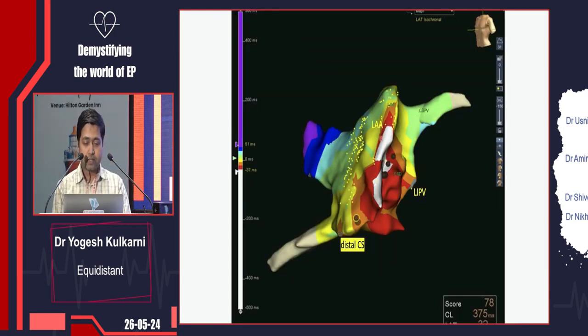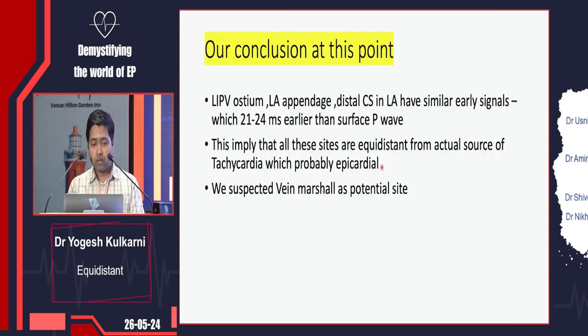So what we are seeing here is a large area which is showing earliest activation, and where we have mapped, actually the left atrial appendage, LIPV and distal CS, they were showing similarly early signals. Now what we got from this is the LIPV, LA appendage and distal CS have similar early signals, which are 21 to 24 millisecond earlier.